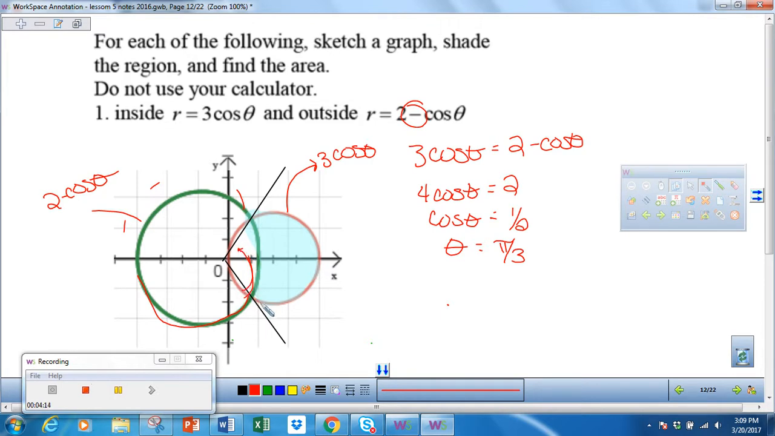Okay? So to do that, I'm going to have to go from negative pi over 3 to pi over 3. Okay? And then it's going to be right circle minus left circle. So my right circle is 3 cosine theta squared minus 2 minus cosine theta quantity squared.